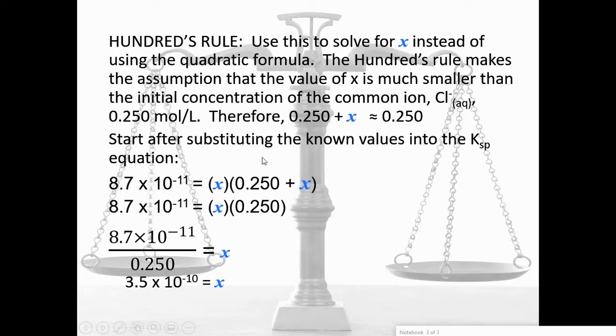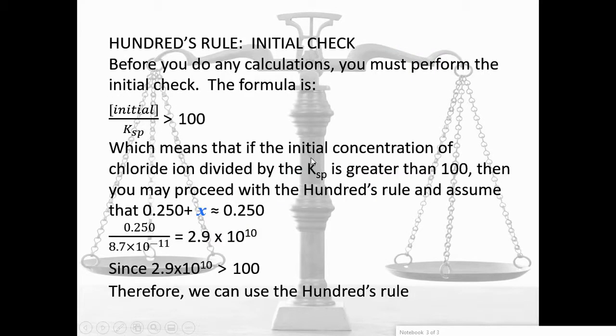So what are the checks? There's an initial check and there's a final check. The initial check you do before you actually start doing these calculations. And if either of these checks fail, you must solve the question using the quadratic formula. The first check is the hundreds rule check, and that's why it's called the hundreds rule. It's the initial concentration of your common ion divided by the KSP. If that quotient is greater than 100, then you can make this assumption of 0.25 plus x is pretty much 0.25.